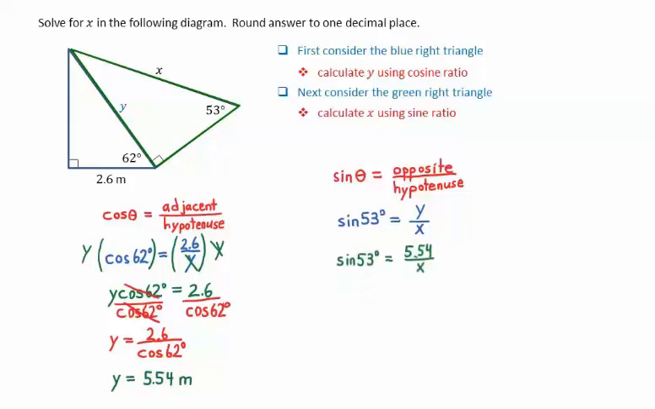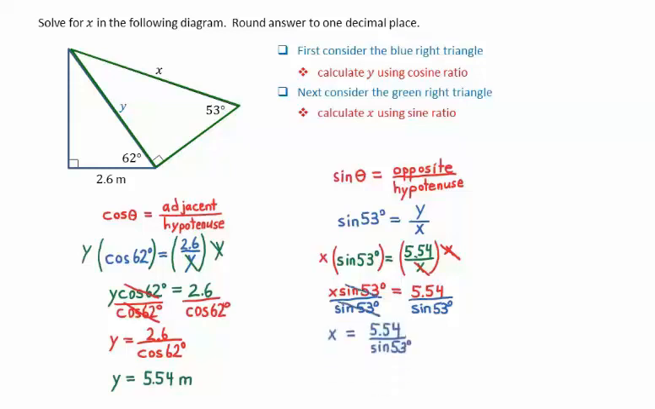Substituting 5.54 in place of y gives sine 53 degrees equals 5.54 over x. To solve for x, multiply both sides by x to remove the fraction. We can then divide both sides by sine of 53 degrees, and this will leave the x by itself. We then have x equals 5.54 divided by sine 53 degrees. Plugging this into a calculator gives x equals 6.9 meters.